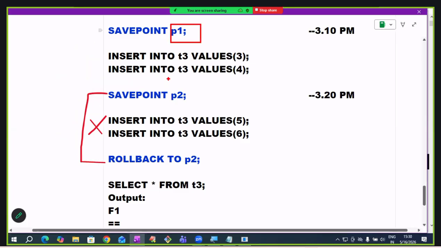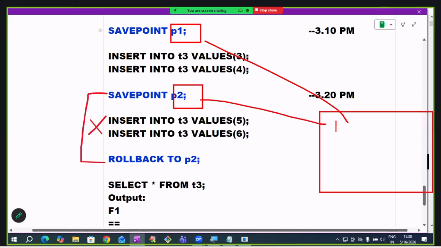And these P1, P2 names are temporary names only. Temporarily, those will be stored in the instance. Every successful transaction ends with commit. When the commit command is executed, these names will be cleared. Because after commit, you cannot use rollback. Just now our friend asked, after commit, can we use rollback? I told that we cannot.